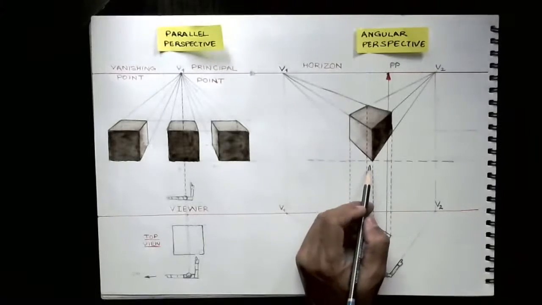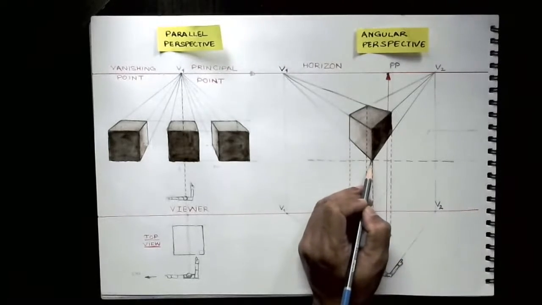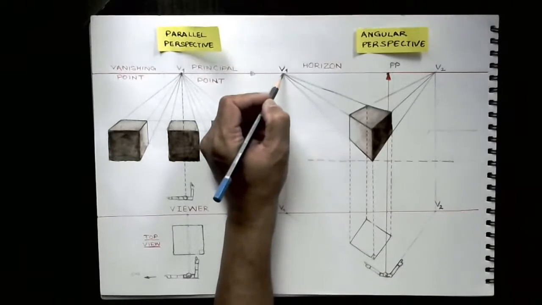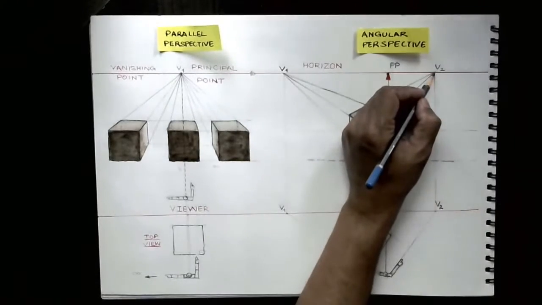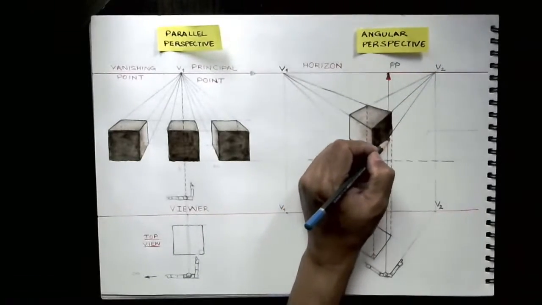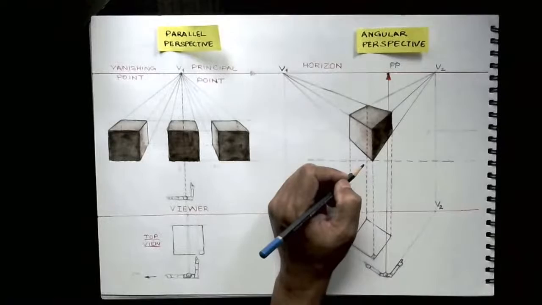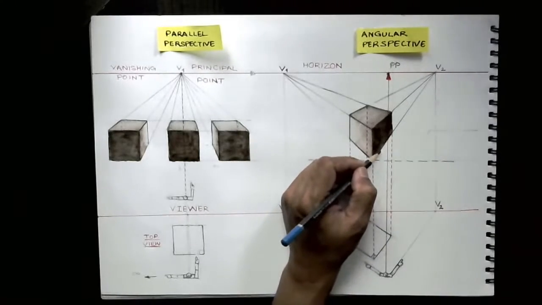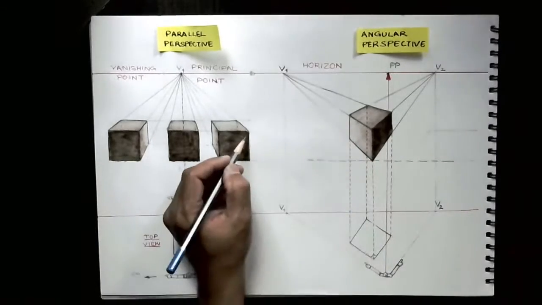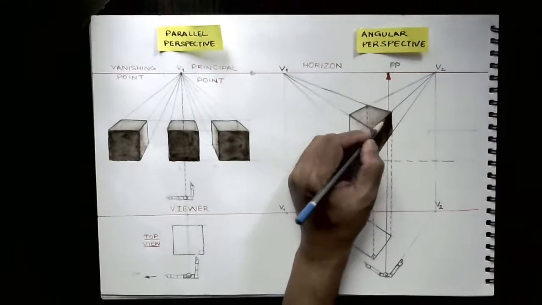Now when we come to perspective, say the object is here and the viewer is somewhere here. When he is viewing this object, we have to project this vanishing point on the horizon, and this vanishing point on the horizon. So this becomes the two vanishing points. With respect to V1 and V2, when we project them, you'll find that this height is the same as this. Then in angular perspective, we'll get a shape like this.